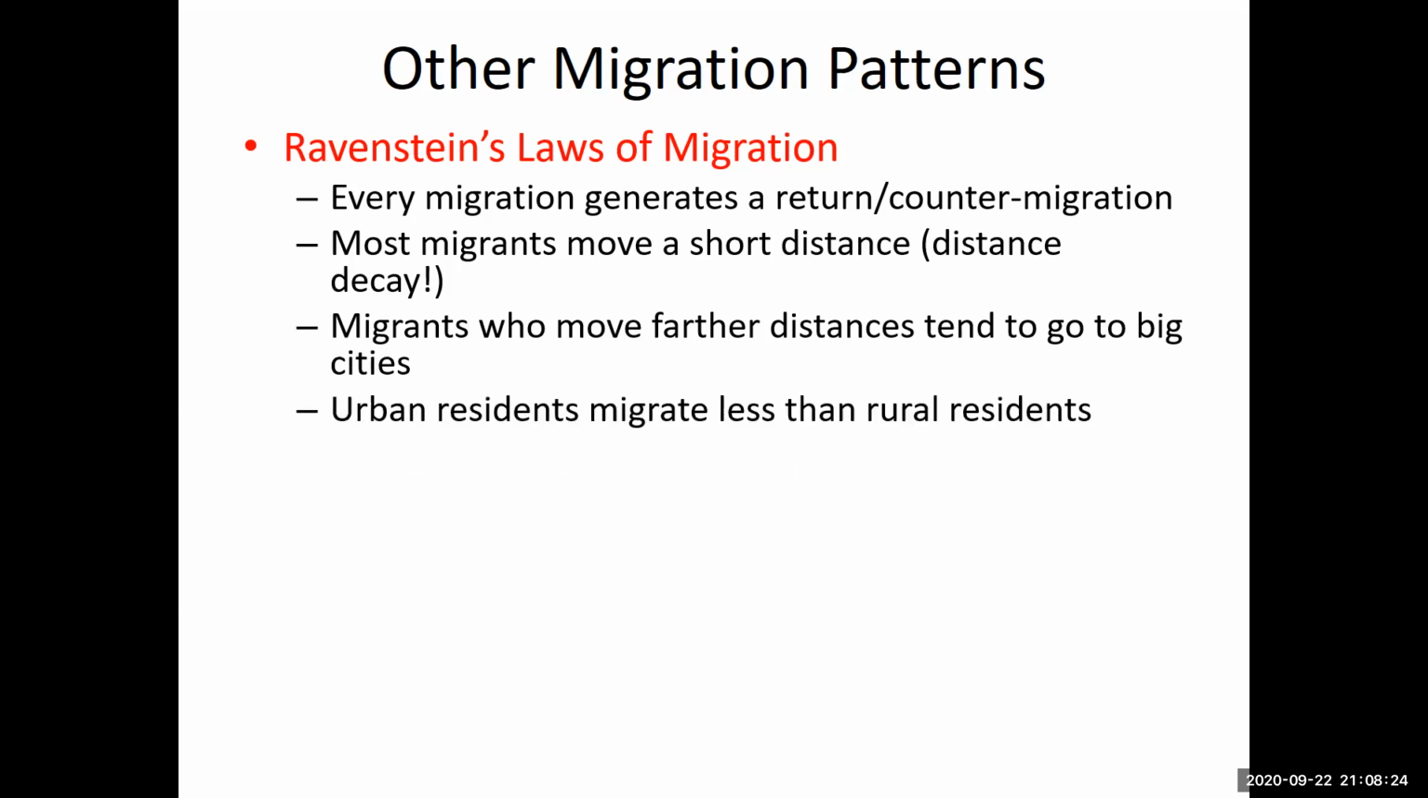In addition, these urban migrants will probably migrate less than rural residents. This may sound surprising, but remember that urban areas are where people are drawn to. So why would you leave an urban area? Once you're there, there's a lot of reason to stay there. So people that migrate are often going to be going from rural to urban areas.